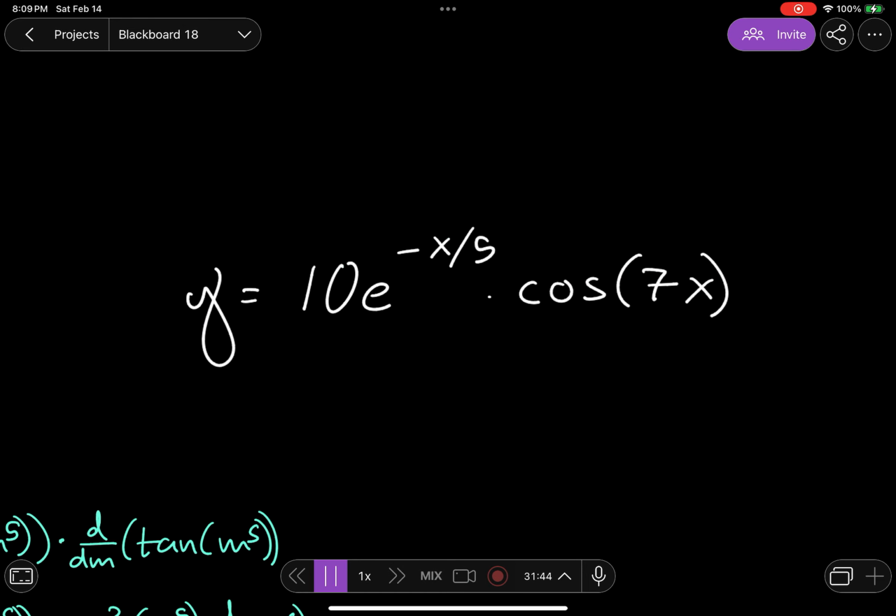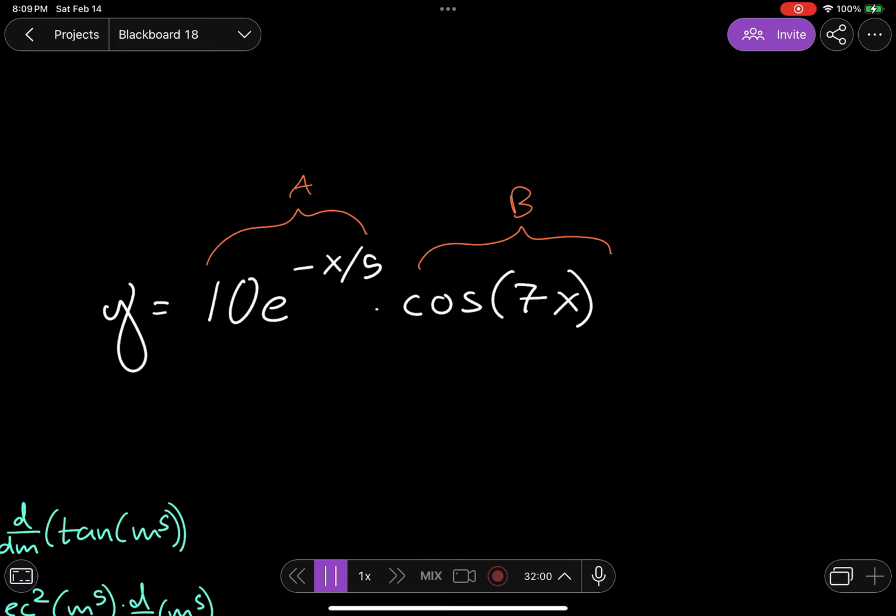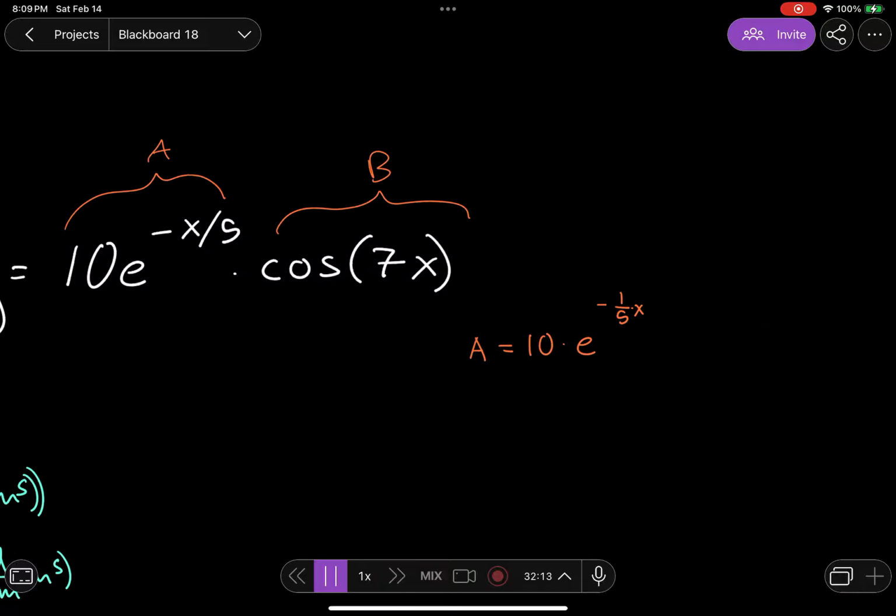Next, let's see what's going on. All right, so this looks like a simple product rule, a little bit of chain rule going on. Okay, let's call this A. Let's call this B. I said I was going to kind of give this up and just start taking derivatives, but I guess this is a how to differentiate video, so that's fine. We got A is the same thing as 10 times e to the negative 1/5 times x. Okay, I rewrote that a little bit.